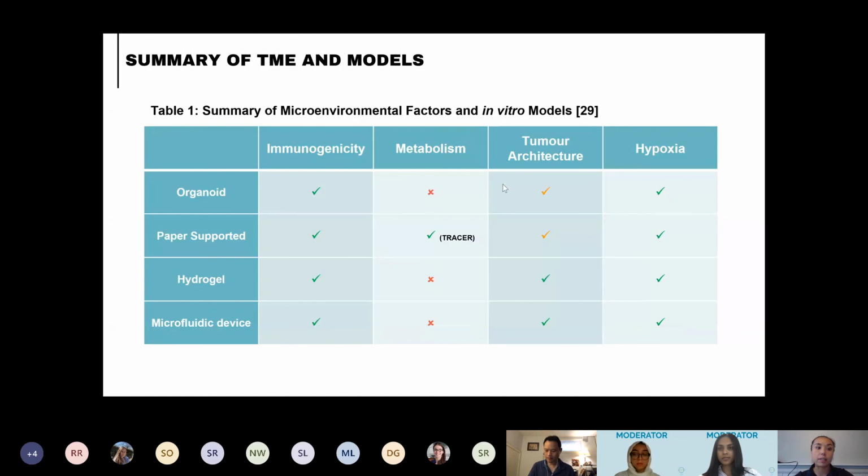And in terms of hypoxia, personally, I've found that the work done with paper-supported models is just a little bit further, and that's another thing that Tracer is quite good at, is they can model oxygen gradients and hypoxia. And there are many other paper-supported models that came after the original one published in the early 2000s. But I decided to discuss microfluidic devices because I wanted to give a little bit more of a well-rounded view into some in vitro models.